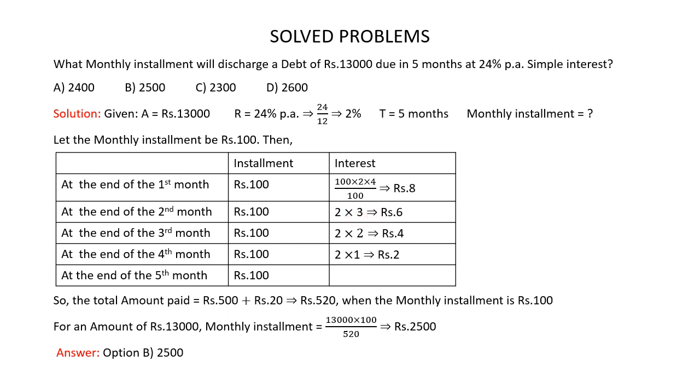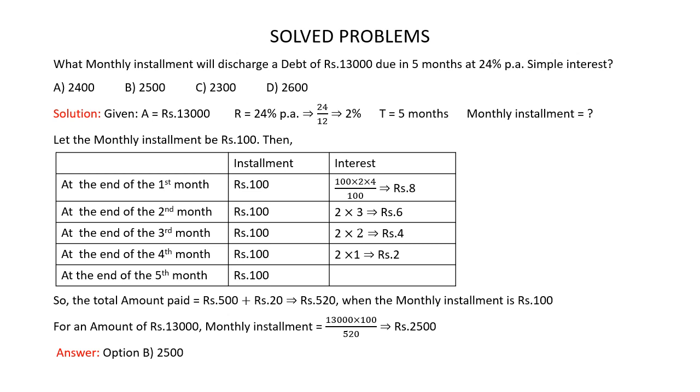At the end of the third month, installment is rupees 100. Interest is 2 multiplied by 2 because payment has to be made for 2 more months. So 2 multiplied by 2 is rupees 4. At the end of the fourth month, installment paid is rupees 100. Interest is 2 multiplied by 1 because payment has to be made for only 1 more month. So 2 multiplied by 1 is rupees 2.